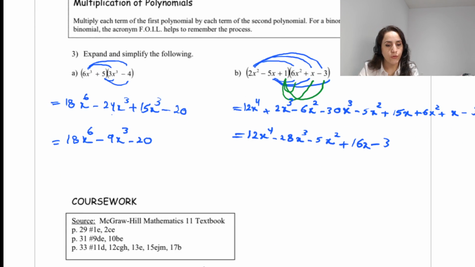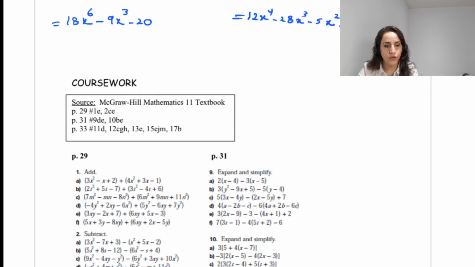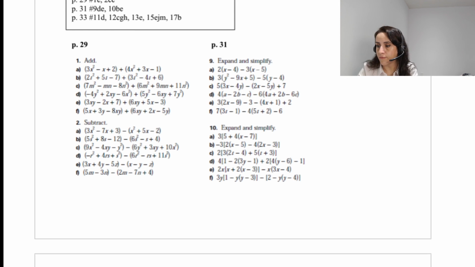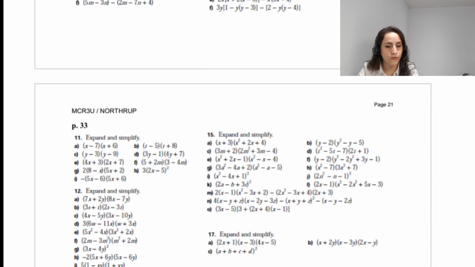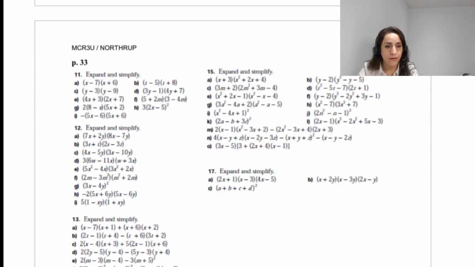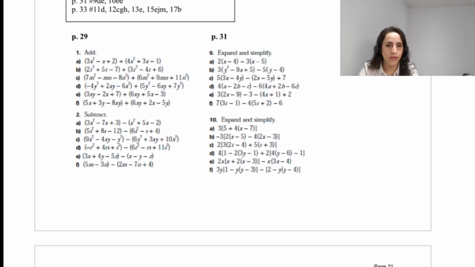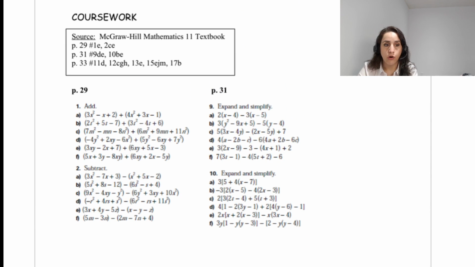Here, it's the homework question that I want you to do for practice. In the meantime, I'm going to do one or two of these questions. I'm going to leave it here for a couple of seconds at the end of the session. You can take a screenshot, or if you have the McGraw-Hill Mathematics 11 textbook at home, these are the questions you can practice. But right now, I want to do question 10, part F: 3y, 1 minus y, y minus 3.